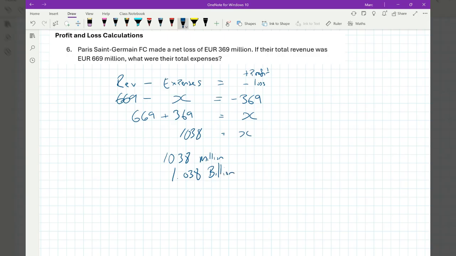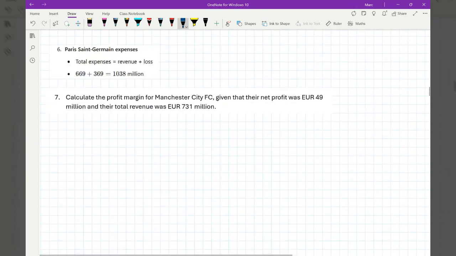What on earth are they spending their money on? Messi, Neymar, you name it. Mbappe. Okay. Down we go.